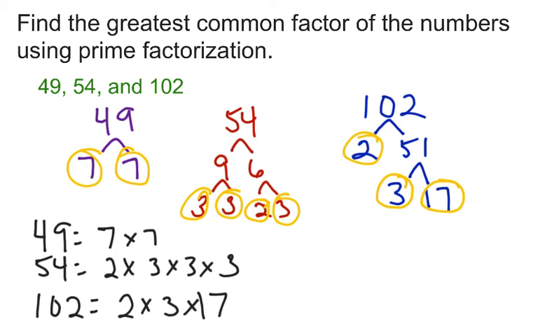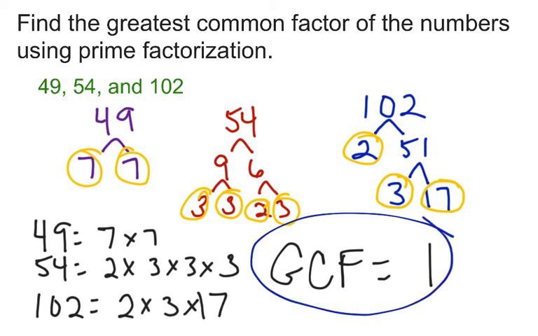And remember from earlier in the lesson, no common factors using prime factorization means my greatest common factor is 1. So the greatest common factor of 49, 54, and 102 is 1.